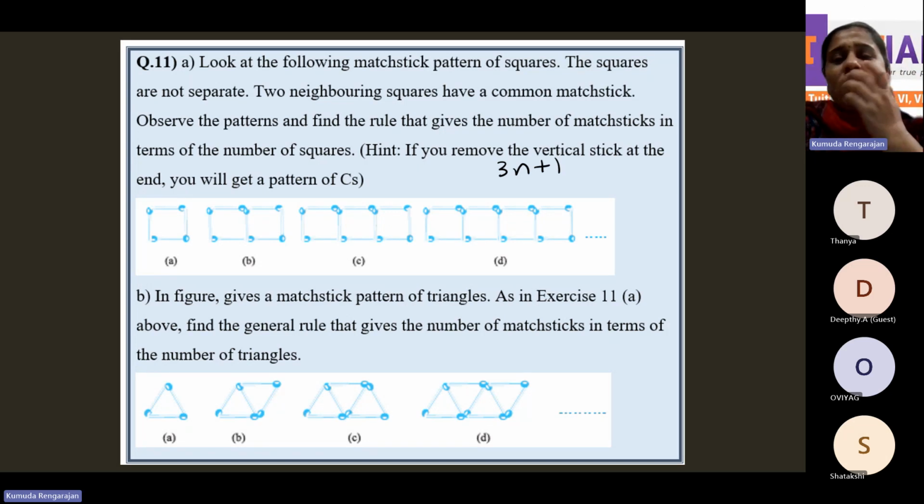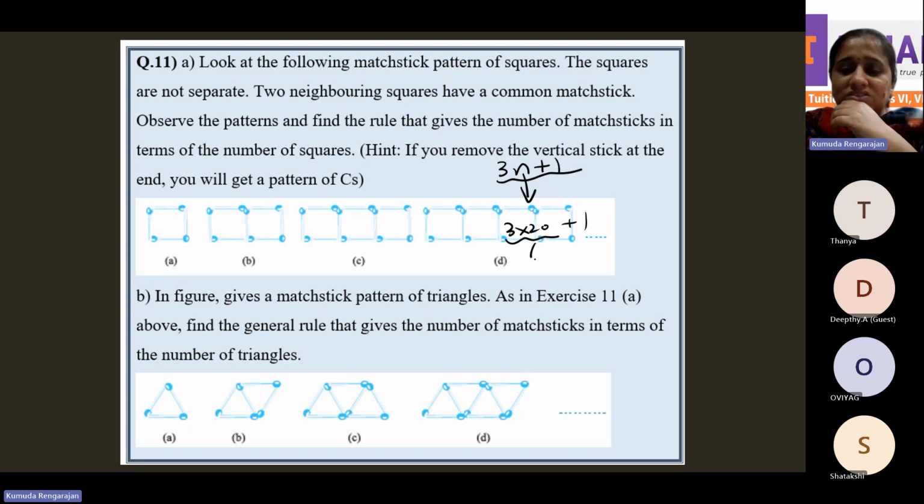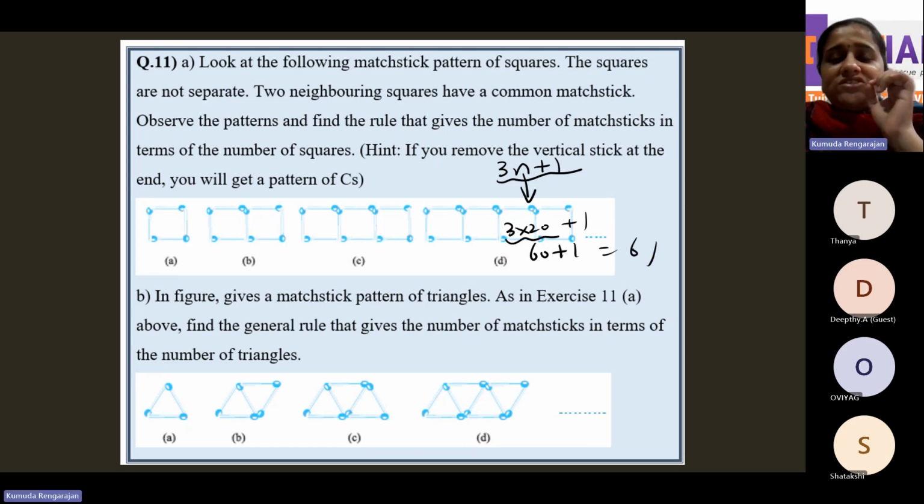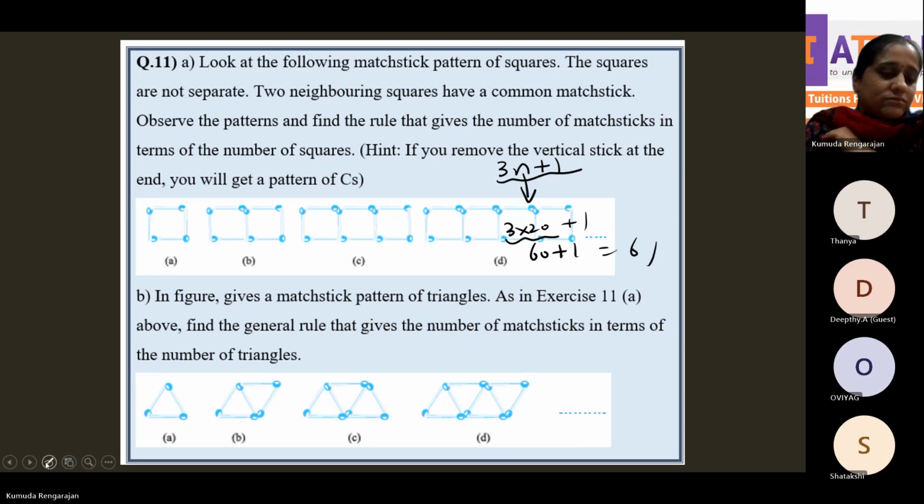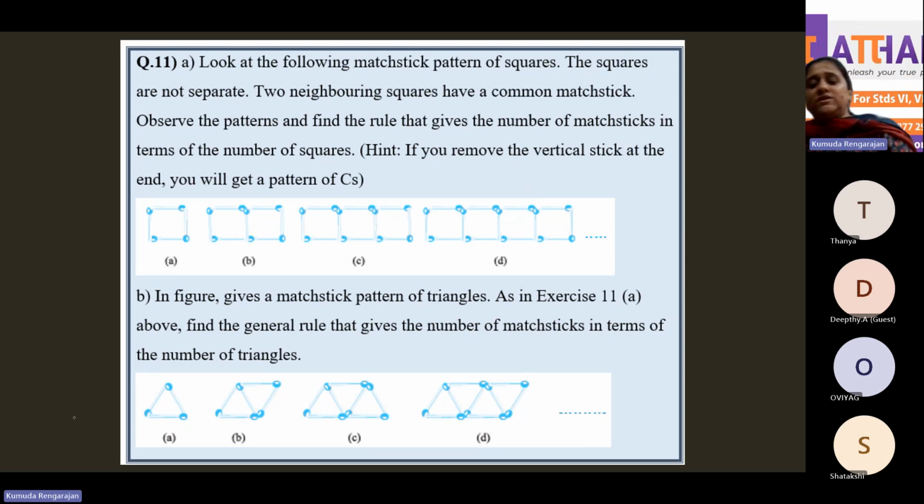She wants to know how many sticks to use. So you will immediately use this rule and put n as 20. 3 into 20 plus 1. 3 into 20 is 60, 60 plus 1 is 61. So you'll tell her you need 61 matchsticks to make 20 squares stuck to one another. That is why we need a rule. Understood, children?